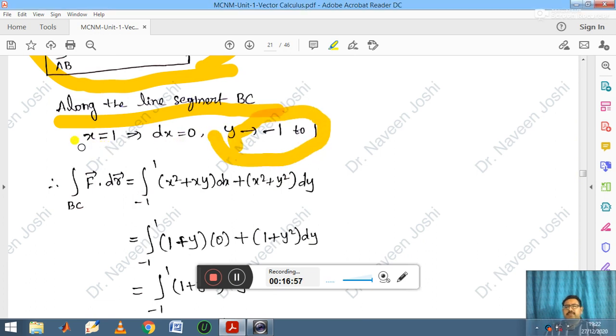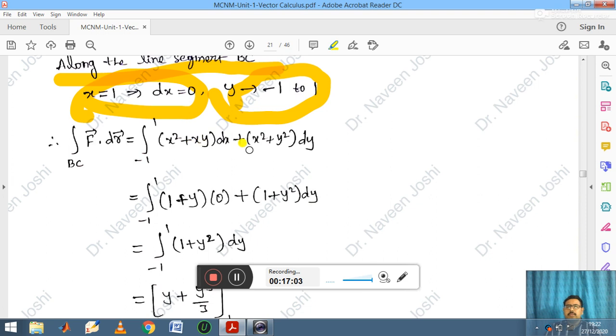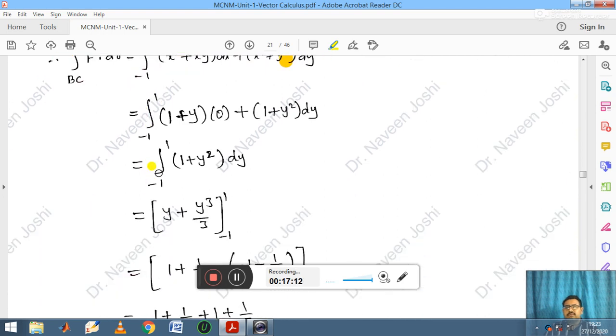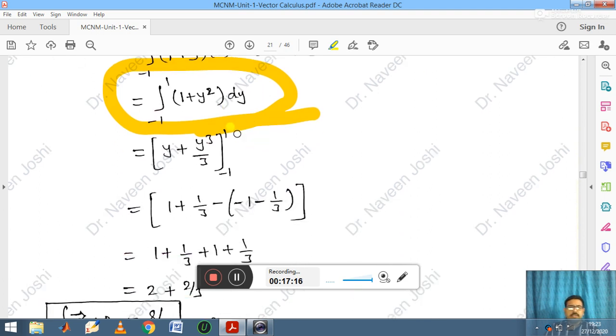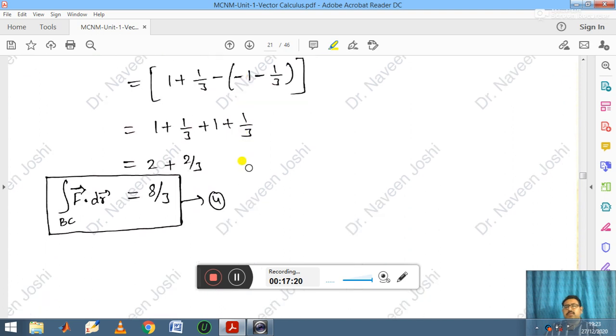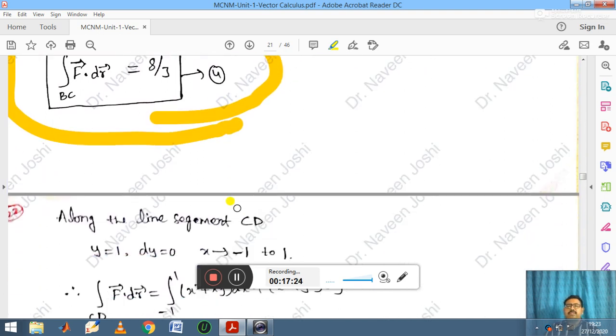and your x value is 1, therefore dx value is 0. Use this in the given expression. So you make dx 0 and in place of x put 1, and choose y limits from -1 to 1. Therefore if you simplify, you get (1 plus y square) dy. Then integrate with respect to y and use the limits 1 and -1. Therefore along line integral BC your value is 8/3.